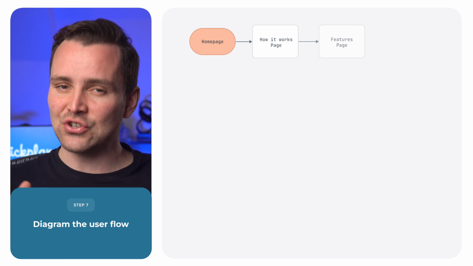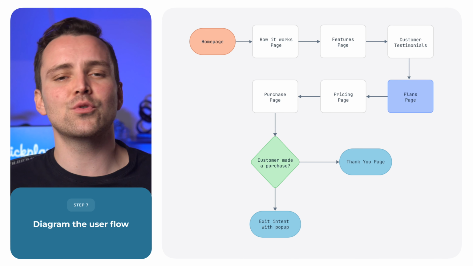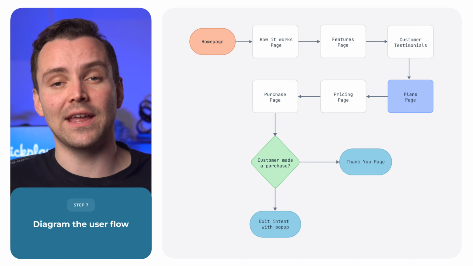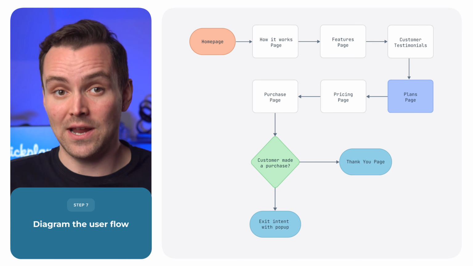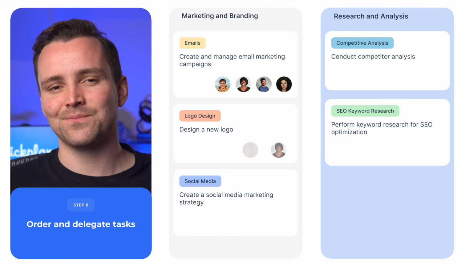Step 7. Diagram the user flow. Map out how a user navigates through your site to optimize the experience, identify missing content, and fix any navigational hiccups. Step 8. Order and delegate tasks.